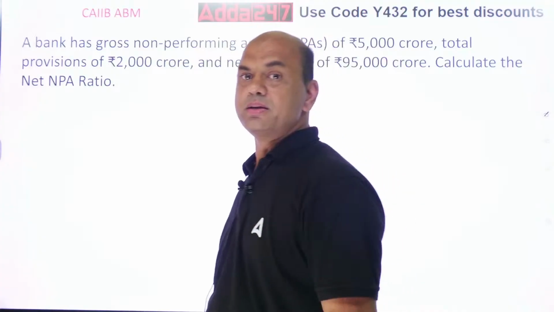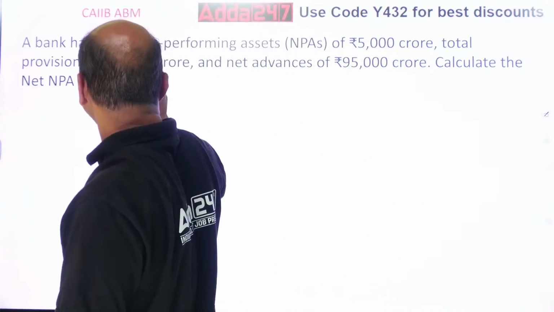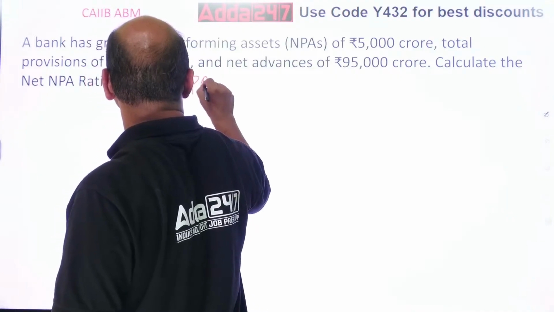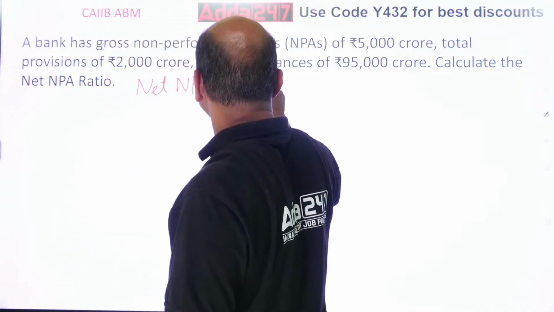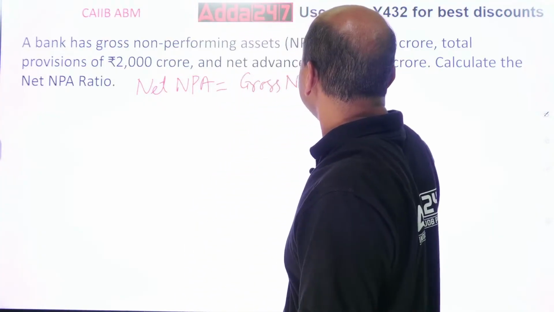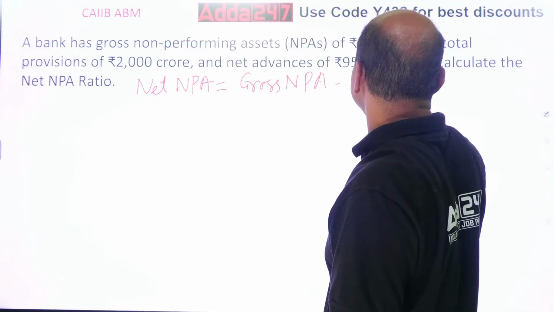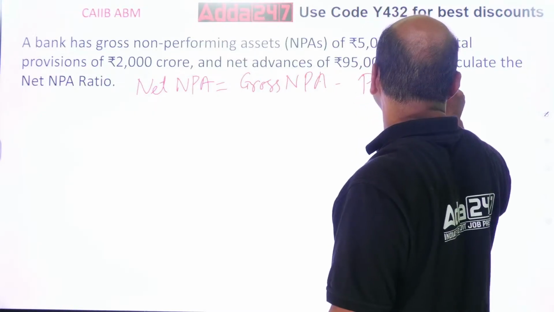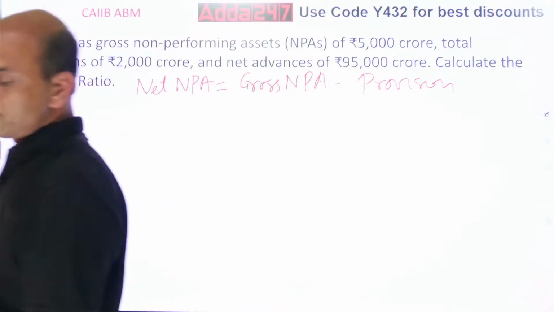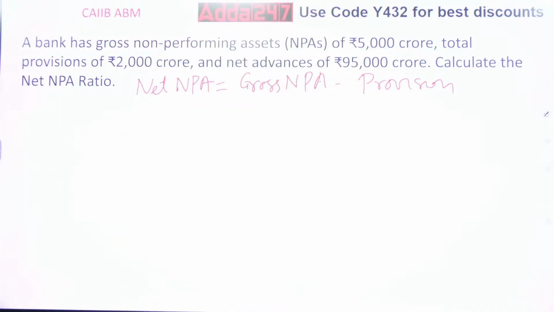What is net NPA? Net NPA, so that is equal to what? Gross NPA minus provision. That is known as net NPA. Okay, kindly remember this basic equation. Your net NPA equals to gross NPA minus provision. Got it, everyone? So now let's solve this.